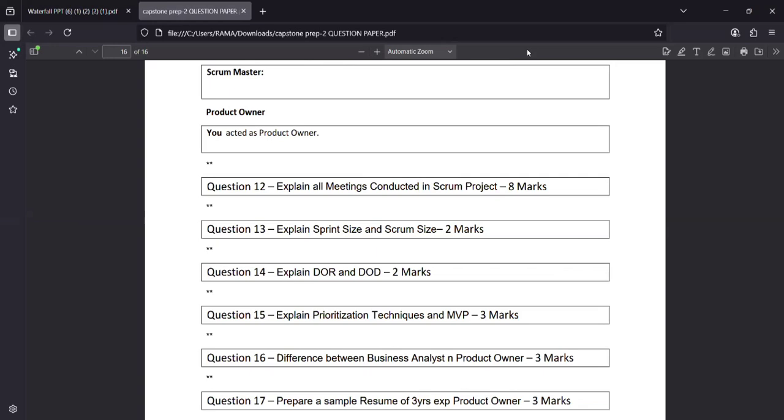Sprint planning is a meeting conducted by the scrum master. Here the team will discuss what should be delivered in the particular sprint. We want to start sprint one, so our team is going to decide what should be delivered in sprint one, what kind of features we need to deliver. For this scrum project we have 40 user stories.